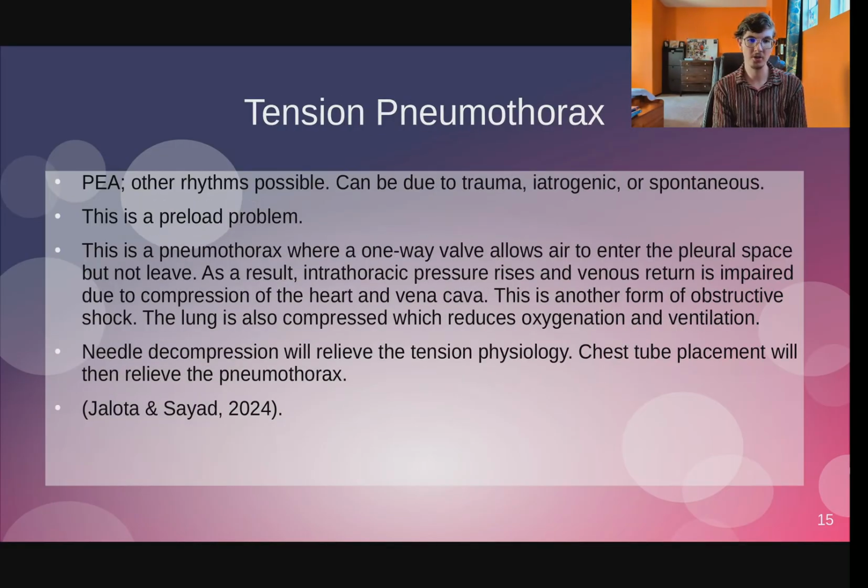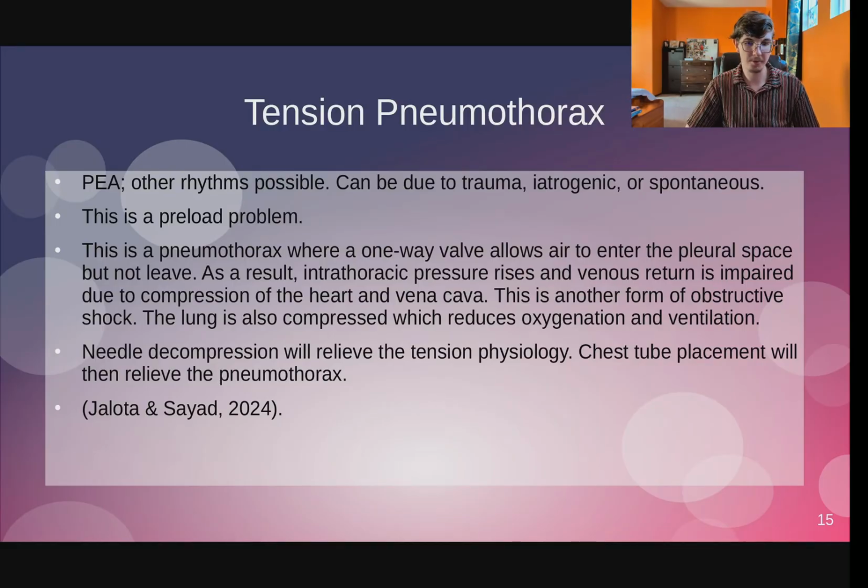Next, we have tension pneumothorax. With this one, PEA is also common and other rhythms are possible. This can be due to either a traumatic, iatrogenic, or spontaneous pneumothorax. Pneumothorax, much like both the PE and tamponade, is also an obstructive shock and a preload problem. This is a pneumothorax where a one-way valve allows air to enter the pleural space but not leave it. As a result, intrathoracic pressure rises and venous return is impaired due to compression of the heart and vena cava.